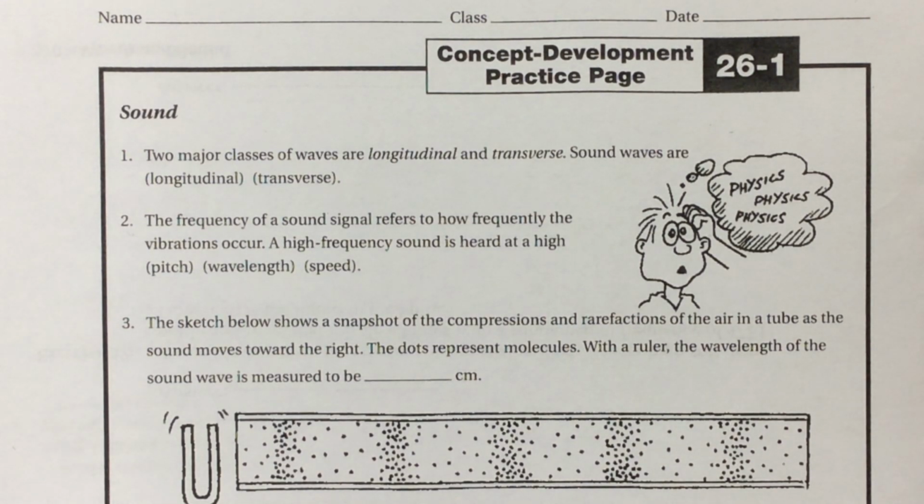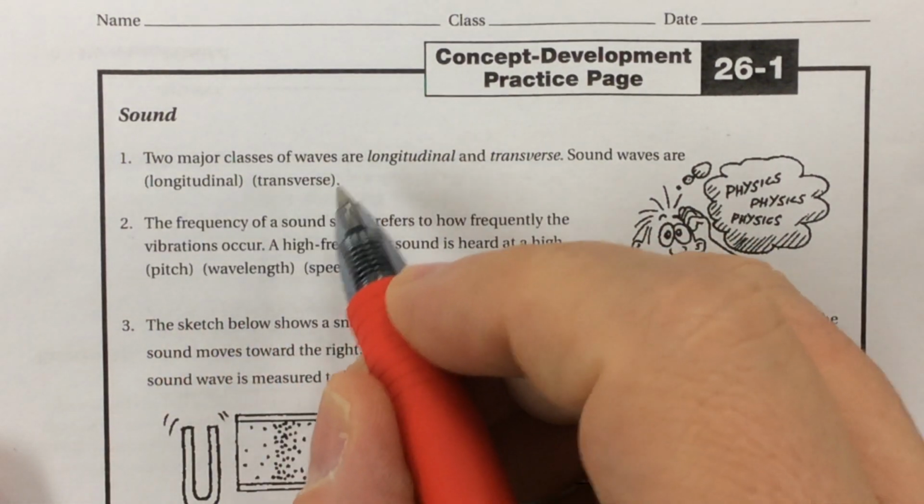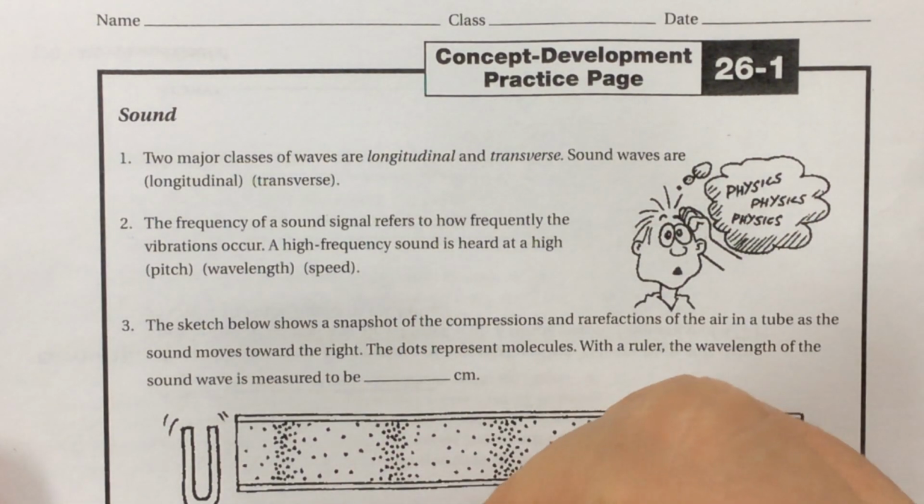Welcome back, everyone. We're in sound today, chapter 26, and I like sound. I like how it works. So let's look at some of these things today. Two major classes of waves are longitudinal and transverse.